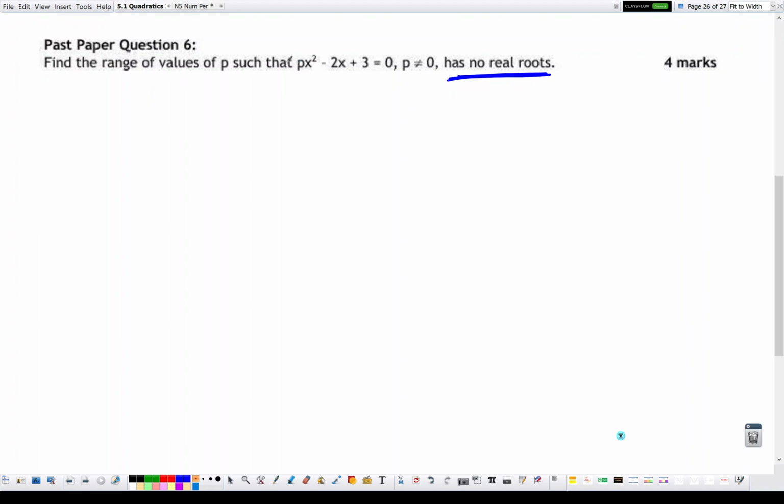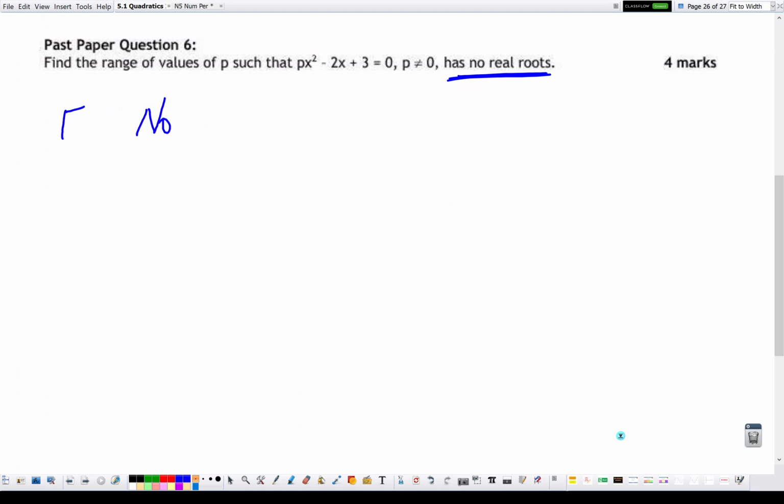Right, what we have to do is find the values of p such that this quadratic has no real roots. So we need to remember what no real roots means in terms of b squared minus 4ac. Does that mean it's greater than 0, equal to 0, less than 0? And then we use that knowledge to solve this equation. Okay, so the first line should be no real roots.